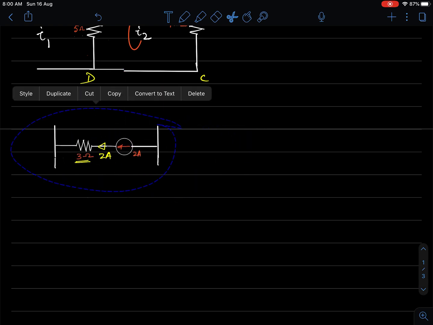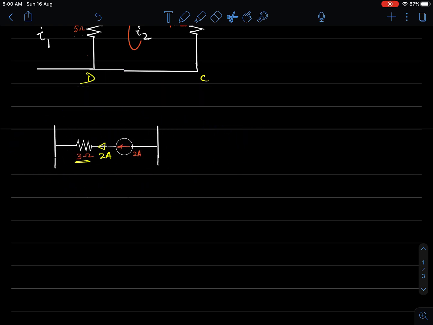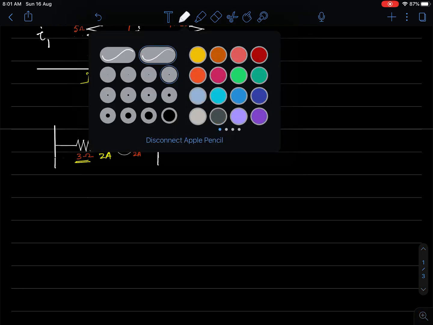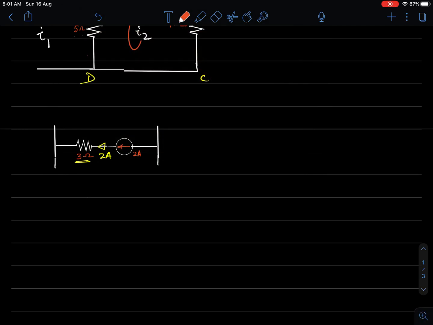I'll take this figure onto one side. Okay. So I have taken this one. I will now put the currents. Okay. This is my I3 flowing like this, and my I2 is flowing like this. Okay. Now I'll write one more equation.